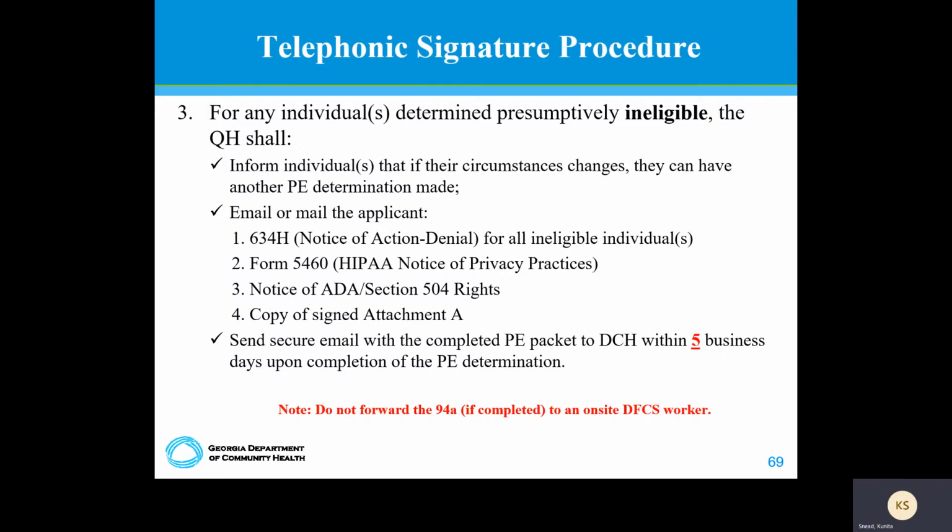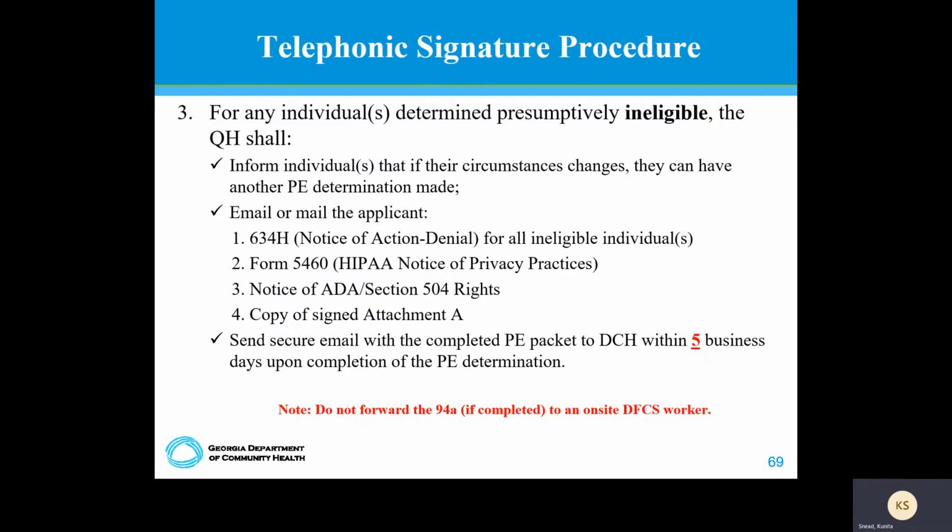And then this is what you need to be sending to your applicant: the denial notice for all ineligible individuals, a copy of the 5460, the notice of ADA, and then a copy of the attachment A that you sign on their behalf, and send that PE packet to DCH within 5 business days.